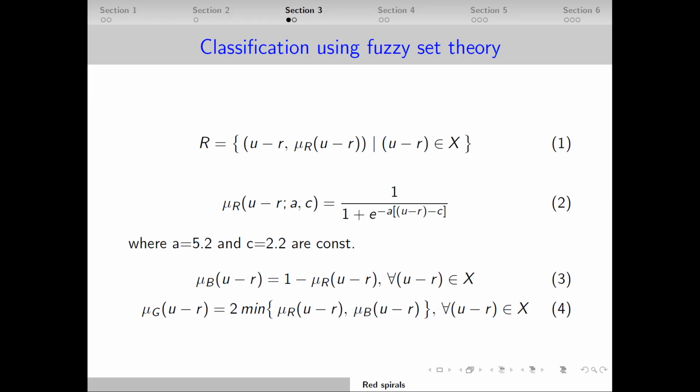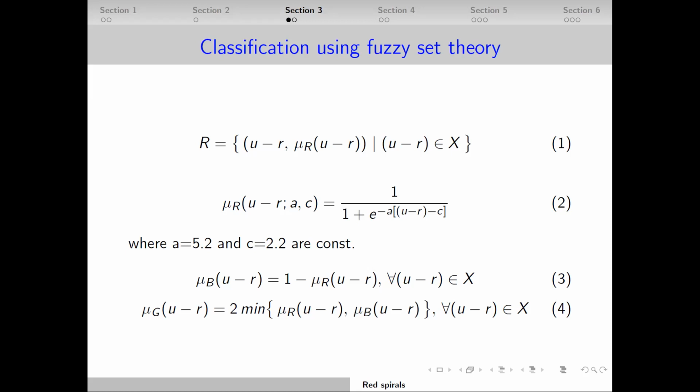Also, the value of constant A is chosen in such a way that the galaxy with the highest optical color should have mu r equal to 1 and the galaxy with the lowest optical color should have mu r equal to 0. The value of constant C is chosen based on the fact that the dip in between the two peaks in the color distribution of galaxies occurs at around 2.2.